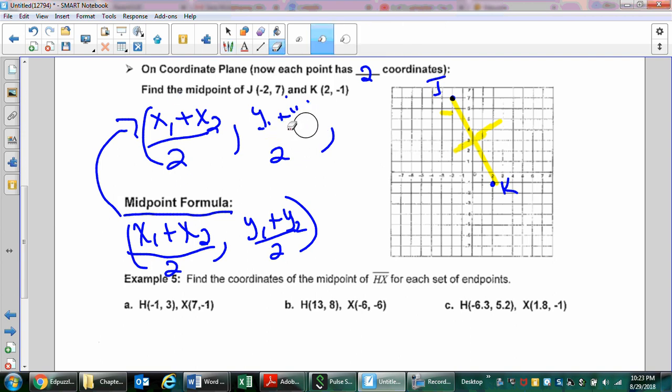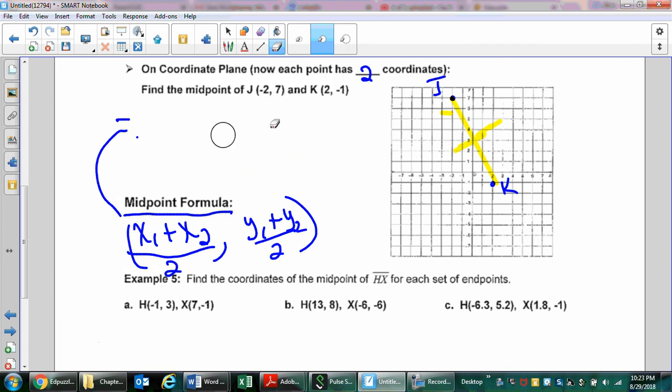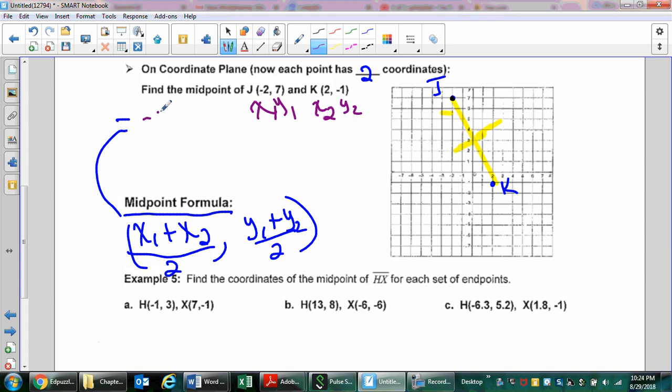All right, now I'm going to erase this so that I can use this space to do the work. The best thing to do is label. Which one is going to be my x1? Does it matter? It doesn't. As long as you label the x as x1, and this is y1, and this is x2, y2. If you flip it over, it doesn't matter because you're adding. So I'm adding x1, which is negative 2, plus x2, which is positive 2, divided by 2, comma. I'm adding the y's, which is 7 plus negative 1, divided by 2.